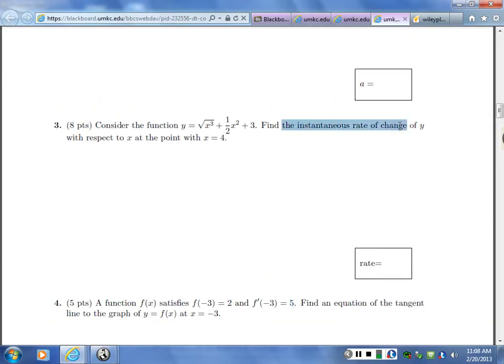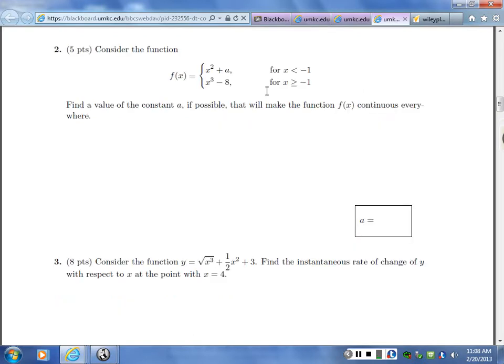Find the instantaneous rate of change of y with respect to x at the point x equals 4. So you could just find the derivative, and that means the instantaneous rate of change. So sometimes they might word it like that. Find the instantaneous rate of change, and you need to know, that means find the derivative and plug in the point.